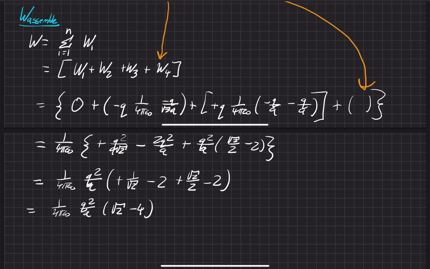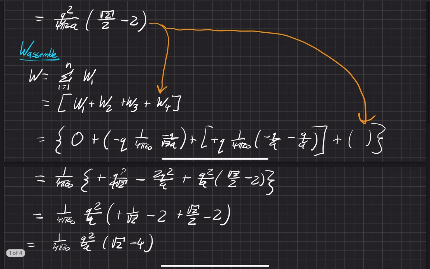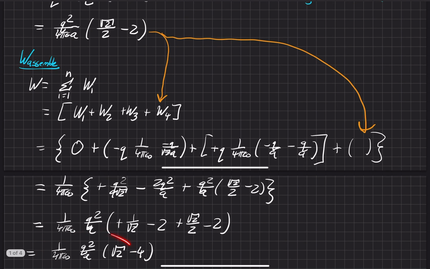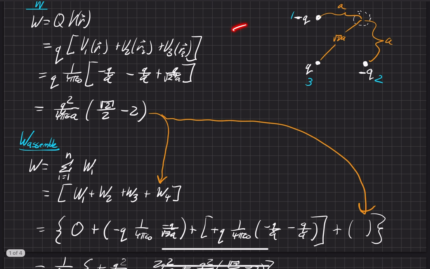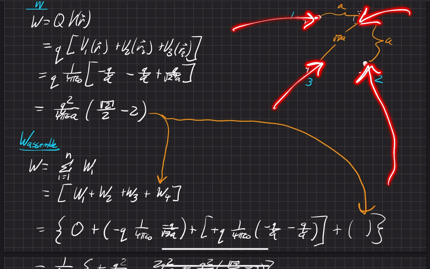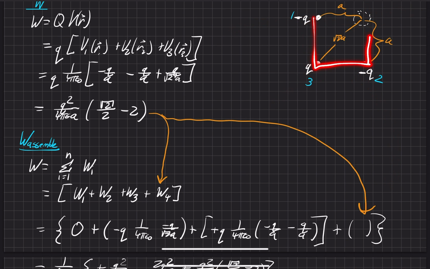So that is the work that it takes. I'll leave this here on the screen for a second, but that's the work it takes to bring all these charges in from infinity and to nail them down one by one. Well, technically, you don't even have to do it one by one, but to move them in from infinity in order to get them into this square configuration right here.